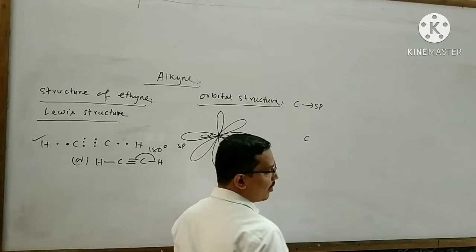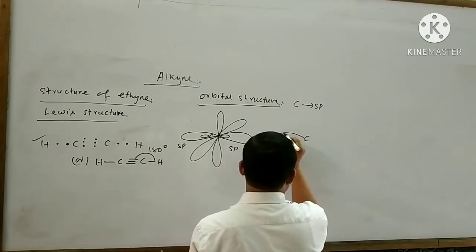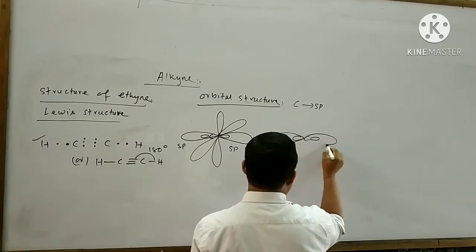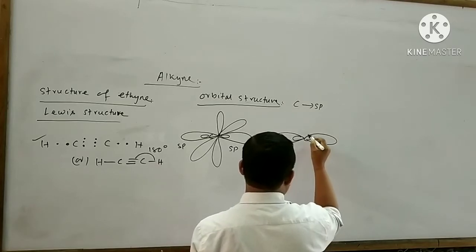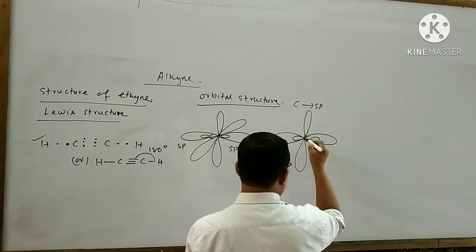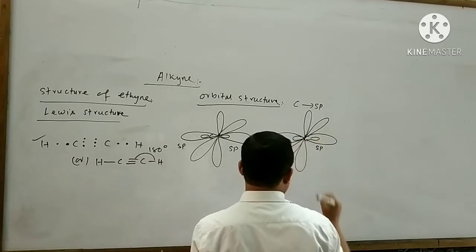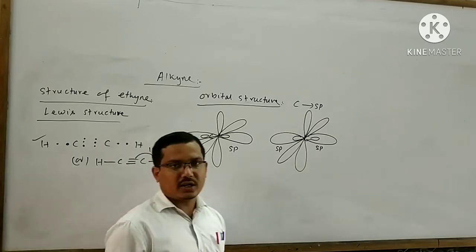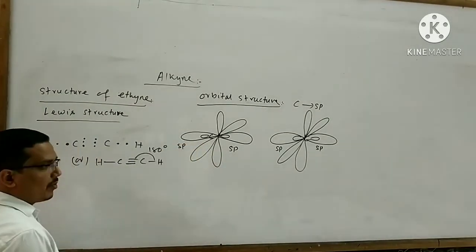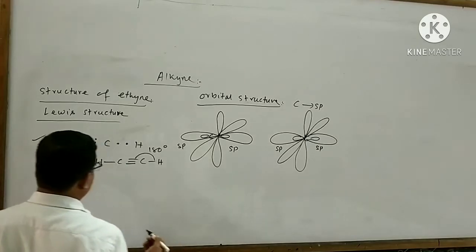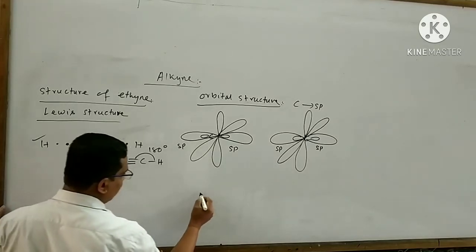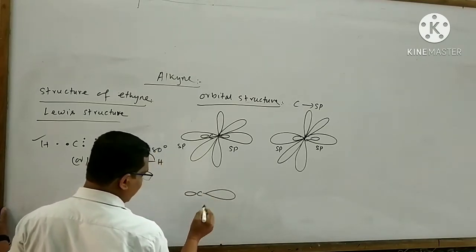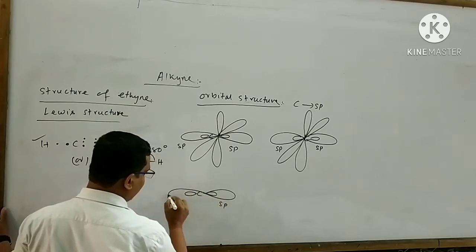Similarly, think about the other carbon atom. This is your one sp hybrid orbital. This is another sp hybrid orbital. These two are said to be two unhybridized p orbitals. When these two carbon atoms come in contact with each other, then they can form bonds. At first, I want to show the sigma bonds. This is your carbon atom. This is one sp hybrid orbital. This is the second sp hybrid orbital.